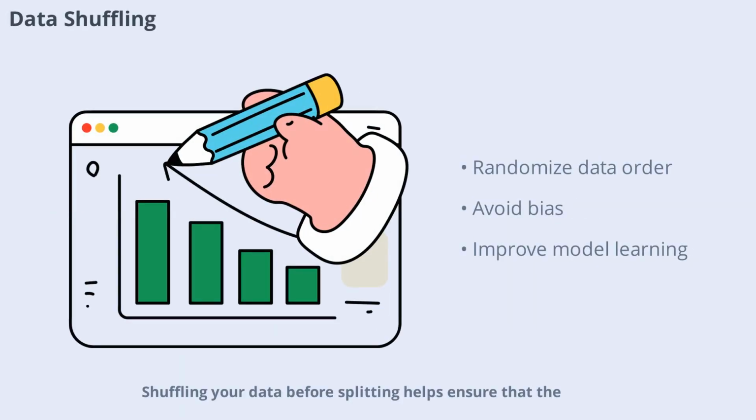Shuffling your data before splitting helps ensure that the training and testing sets are representative of the overall dataset. This step is especially important when your data has an inherent order, such as time series or grouped entries. Random shuffling prevents bias and ensures that your model learns from a diverse set of examples.